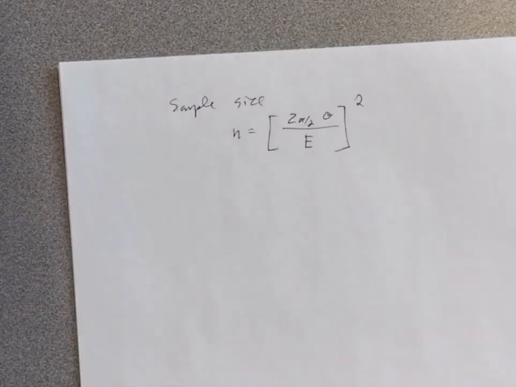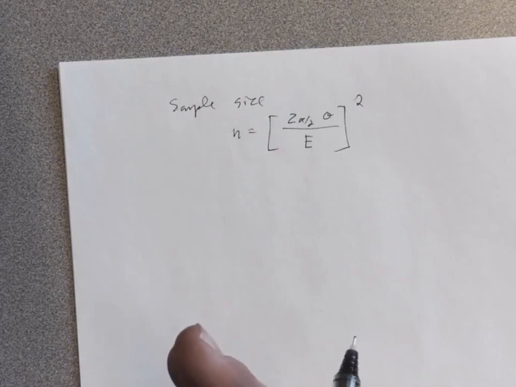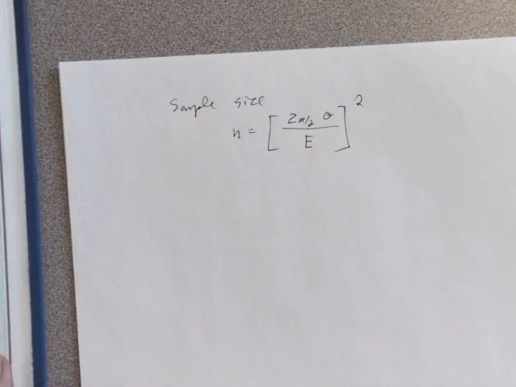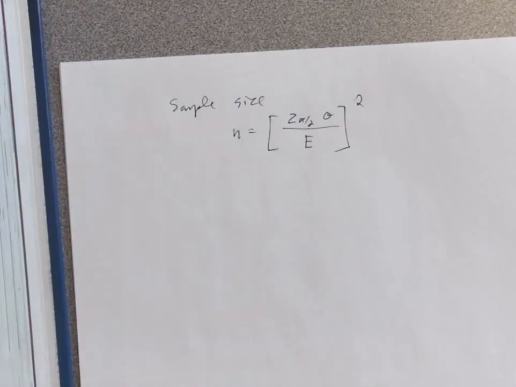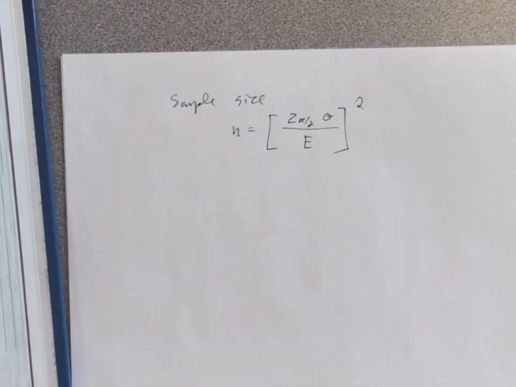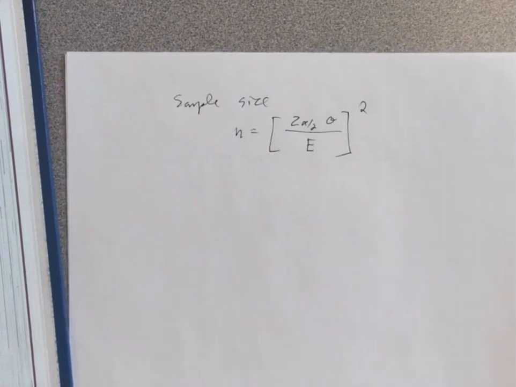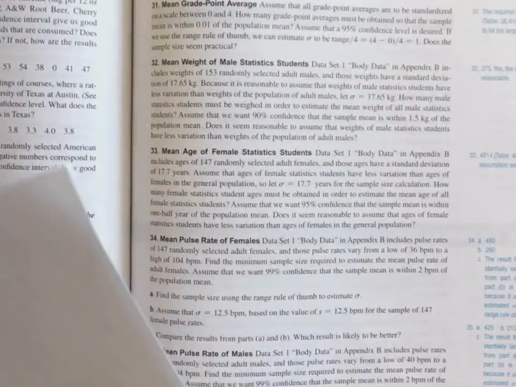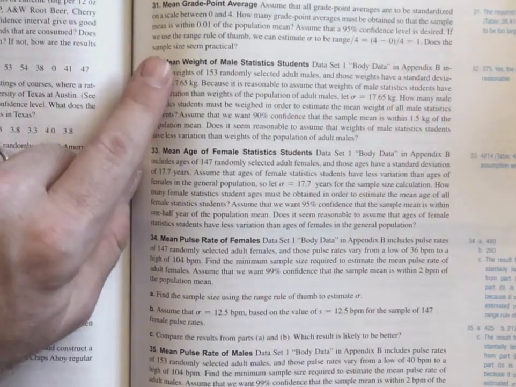All right, so our example here is, give me one. There we are. Gotcha. So mean IQ of attorneys, mean weight, male statistics students. Oh, whatever. Let's do that. That seems cool. So we're going to do number 32.